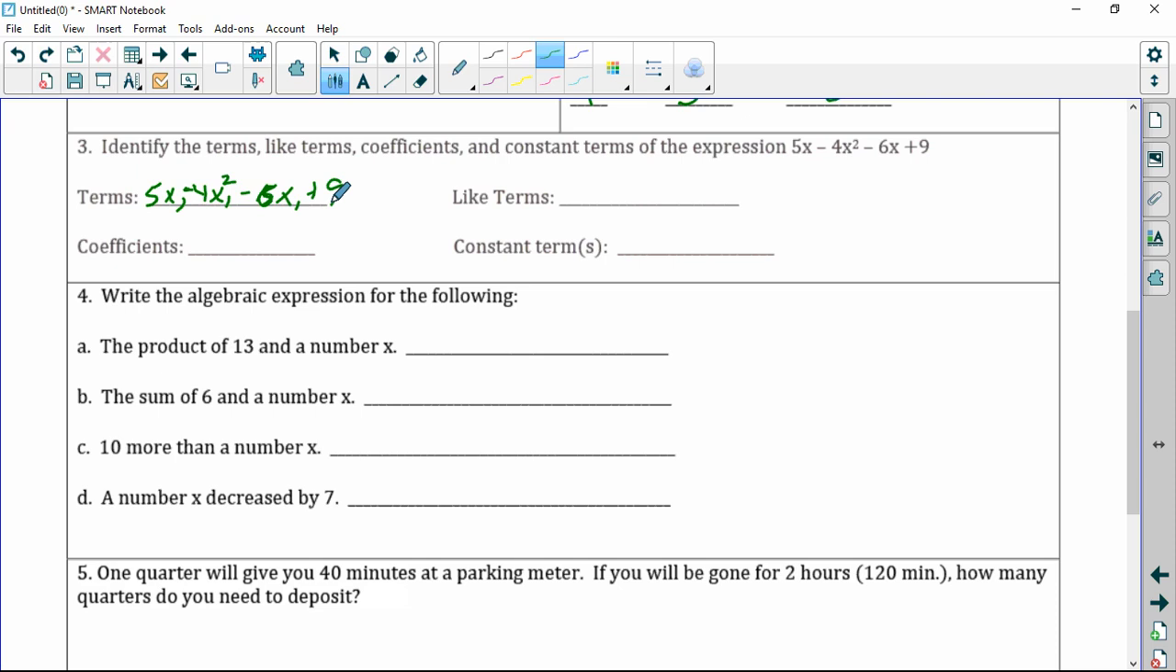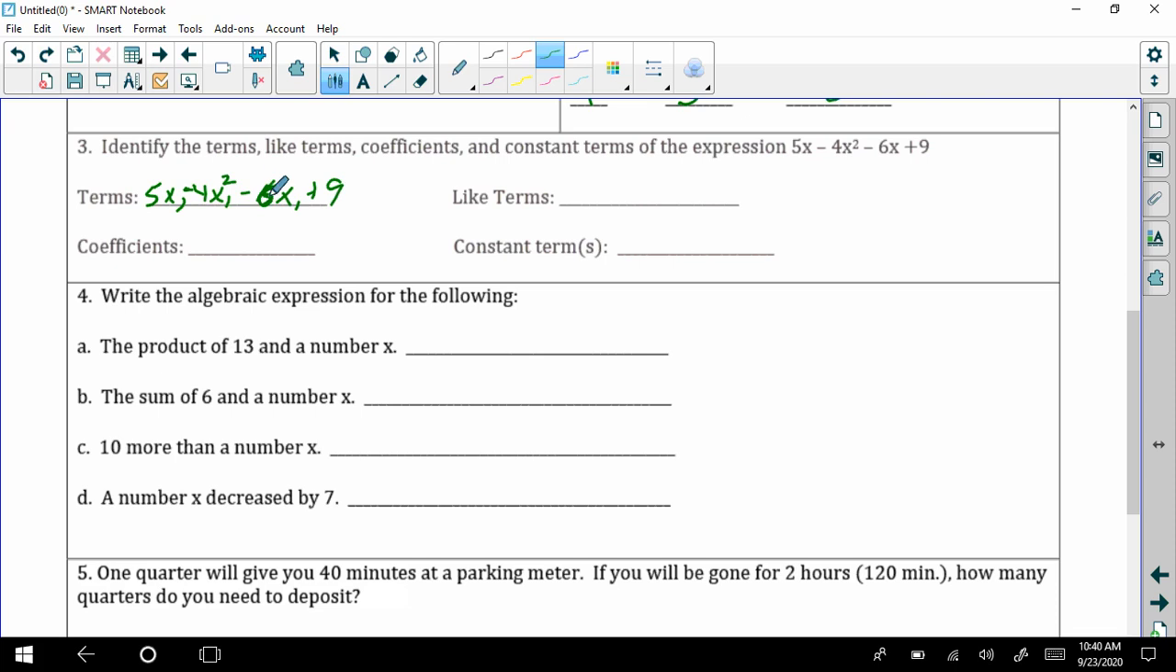My coefficients are the numbers in front of my variables. So that's going to be a 5, negative 4, and a negative 6. My like terms, these are x's, so they're like, so 5x and the negative 6x. And my constant term is the plain number 9.